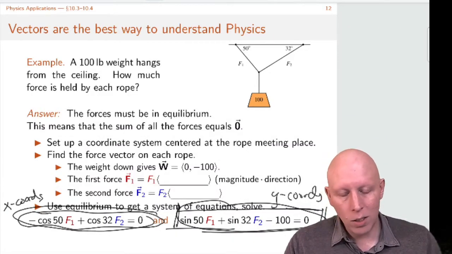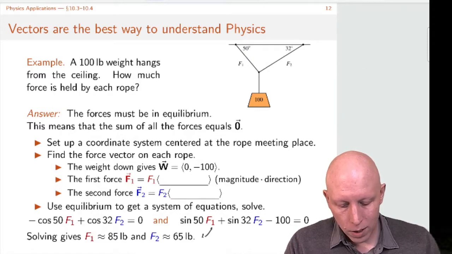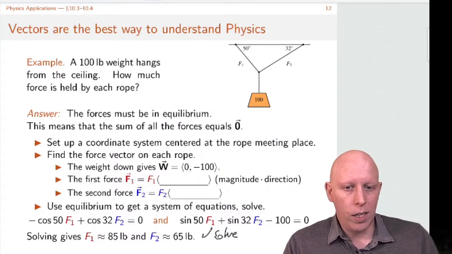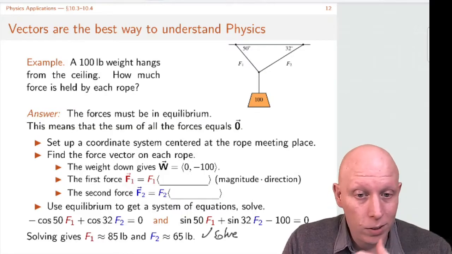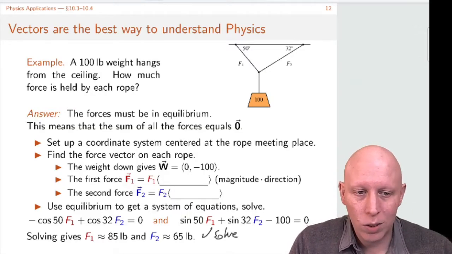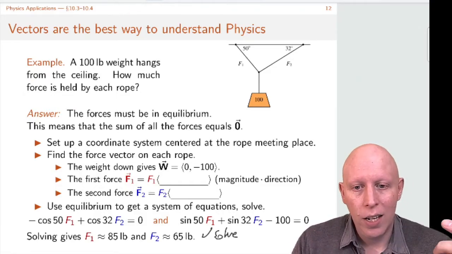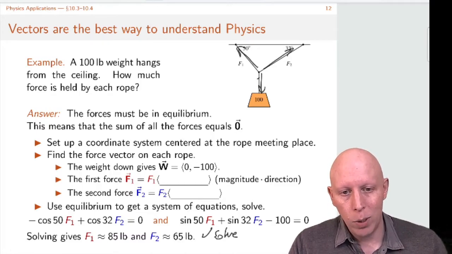And similarly, the x coordinate also happens there. We have two equations, two unknowns, so we can solve, and we get this equation. There's a couple ways to do that. You can use your calculator, you can use Mathematica, you can substitute, solve for F1, plug it into the other equation, etc. But this is telling us that pulling down is 100 pounds, pulling in this direction is 85 pounds, and pulling this direction is 65 pounds.